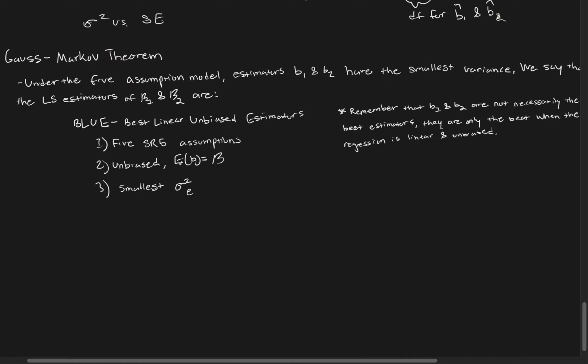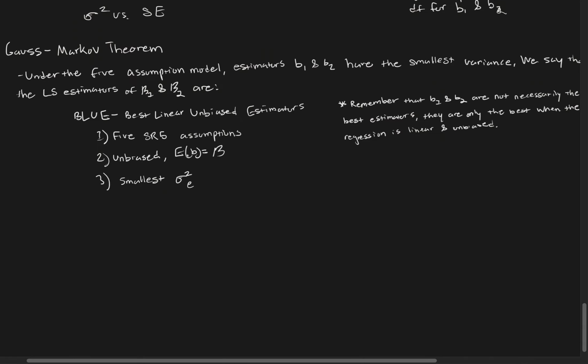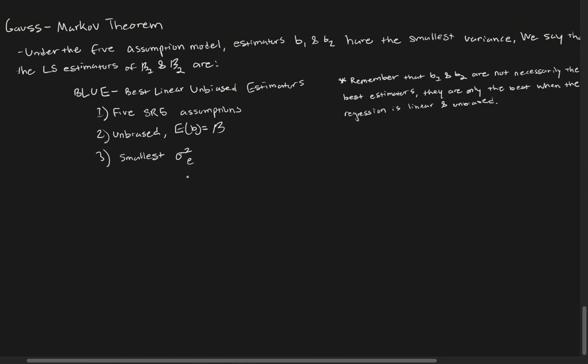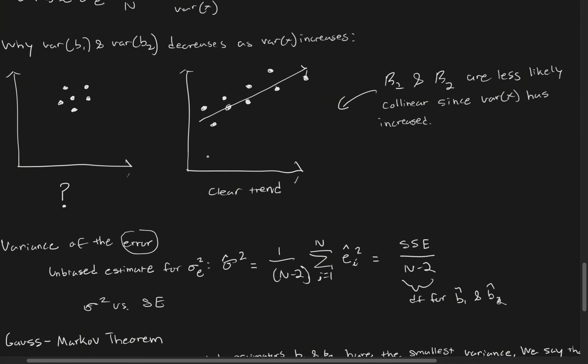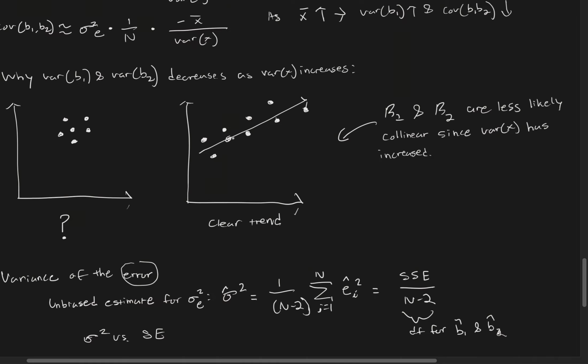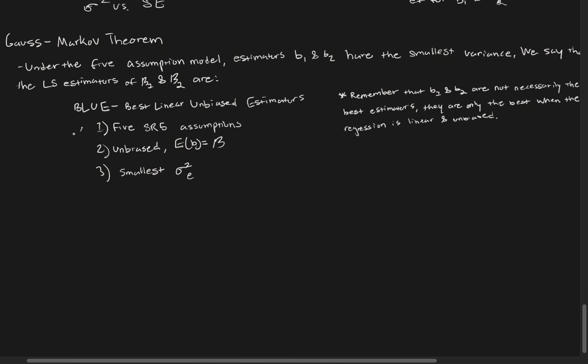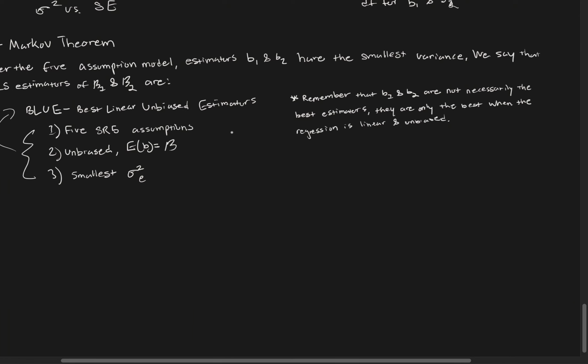So it must fit the 5 assumption model. It must be unbiased, as I demonstrated over here. And then it must have the smallest variance of errors, which again, is how we calculate the fitted line. And then if those 3 conditions are true, then it is called BLUE, or the best linear unbiased estimator.